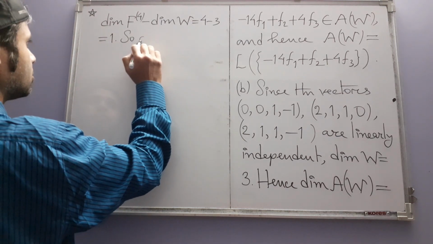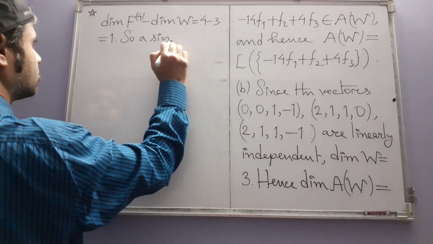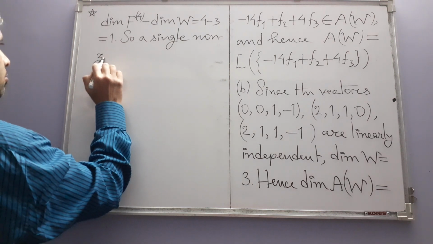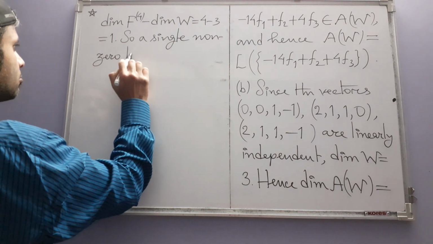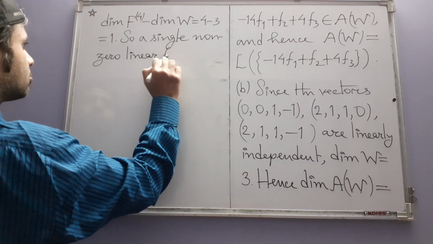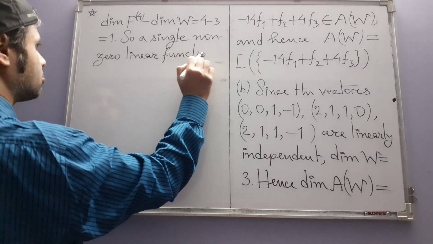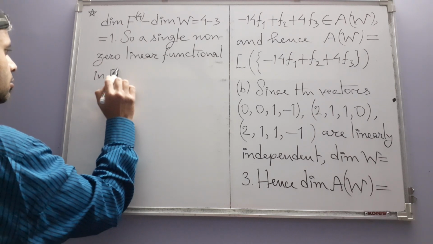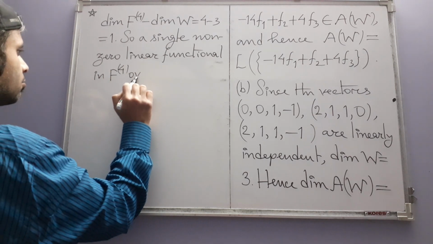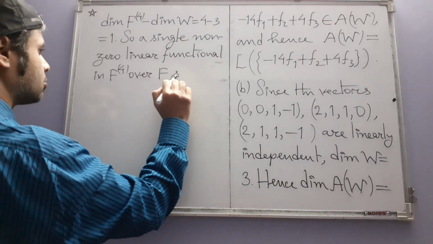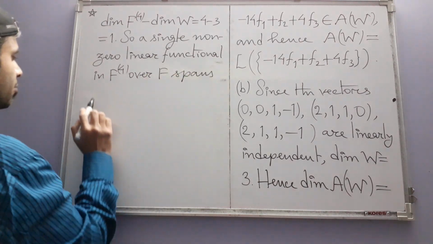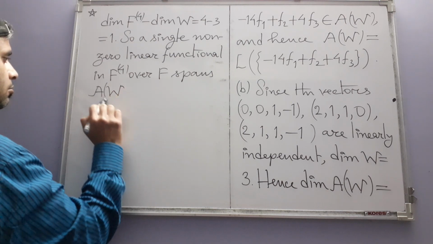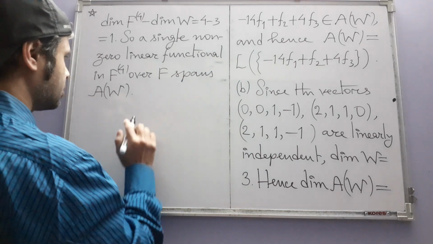So, a single non-zero linear functional in F4 over F spans A of W, and the rest is similar.